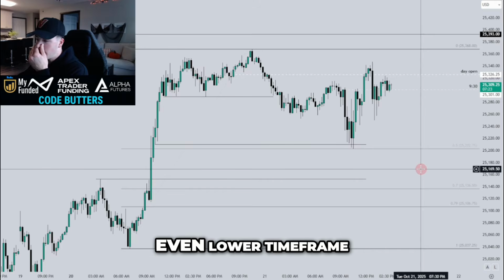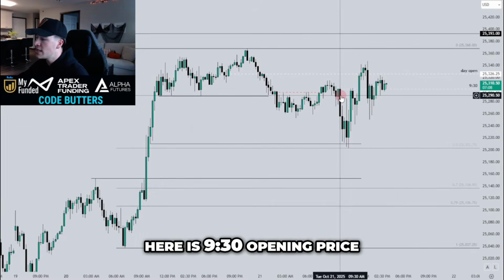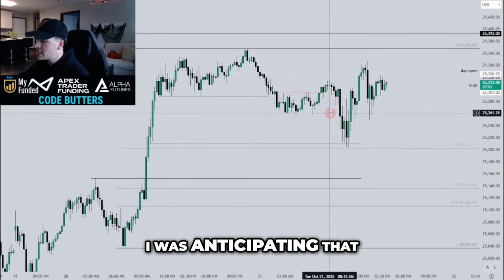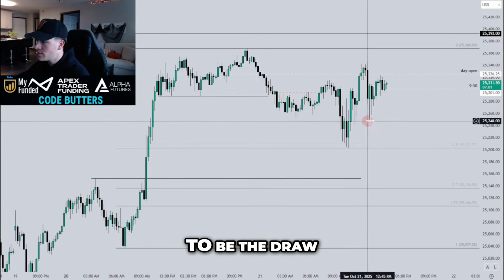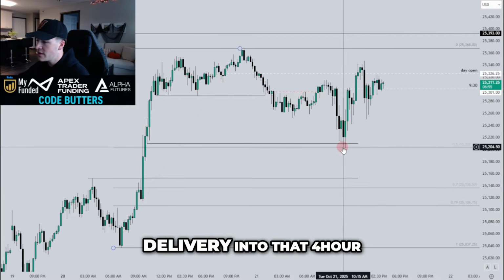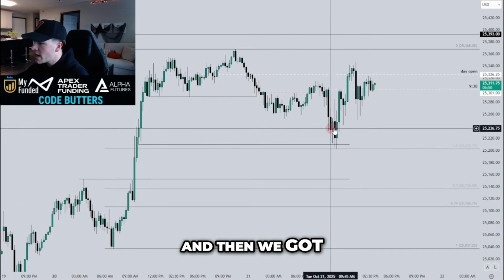Drilling down to an even lower time frame, I have you guys the 15-minute chart right here. Here is 9:30 opening price, and when we saw 9:30 spool lower, I was anticipating that 4-hour fair value gap to be the drawn liquidity. As you can see from the chart, we had a perfect delivery into that 4-hour, into discount, and then we got a reaction from it.